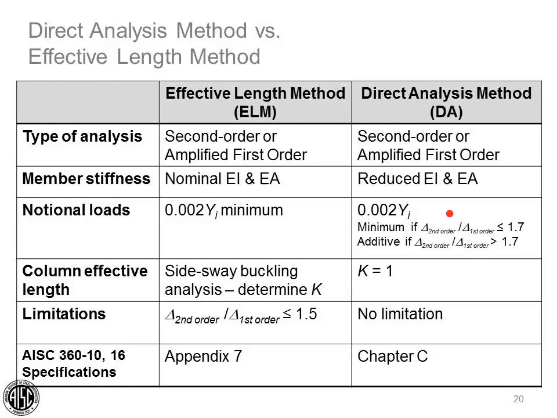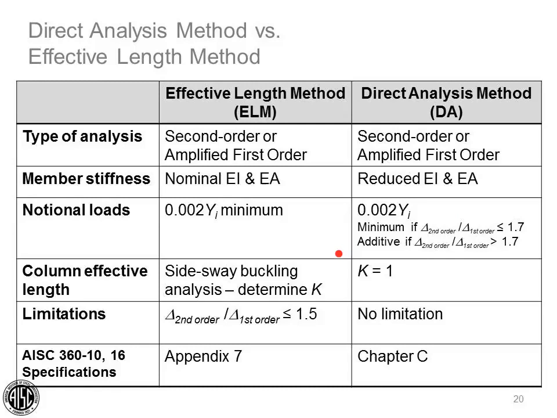The direct analysis method requires explicit consideration of initial frame geometry imperfections. This is most commonly done by applying notional lateral loads to displace the structure. Notional loads can be applied as a minimum lateral load acting concurrently with gravity loads for structures with second order effects less than 1.7. If the second order effects are greater than 1.7, then the notional loads must be additive to the lateral loads and acting in the same direction as the lateral loads.